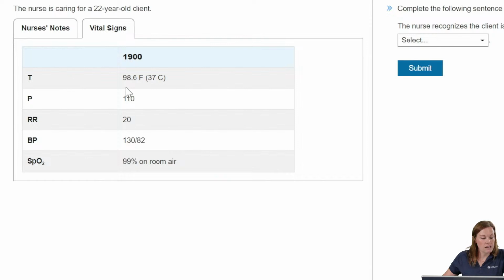And then vital signs, we're seeing our temperature looks okay. Our heart rate's a little bit high. Respirations are a little elevated. Blood pressure is okay. Oxygen looks okay.